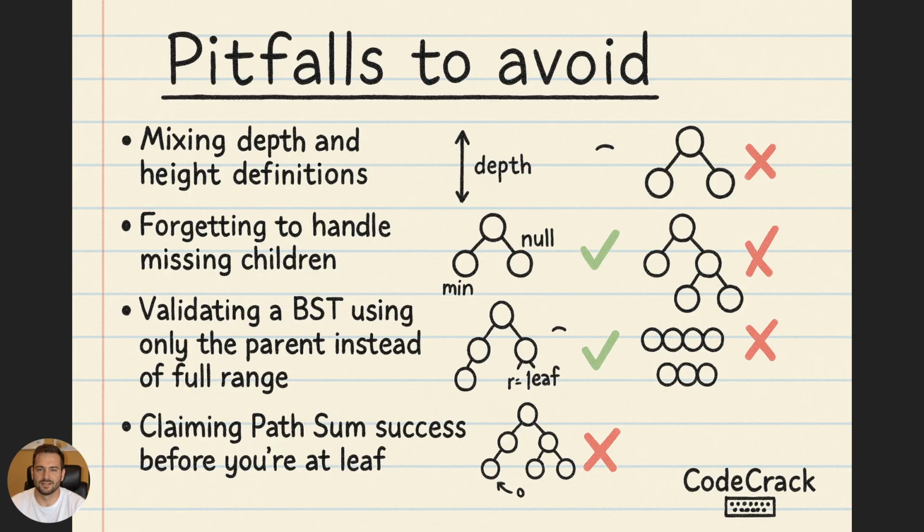Pitfalls to avoid. Mixing depth and height definitions. Forgetting to handle missing children in your reasoning. Validating a BST using only the parent instead of a full range. Claiming path sum success before you're at a leaf. Counting levels before you've actually finished a whole level in BFS.